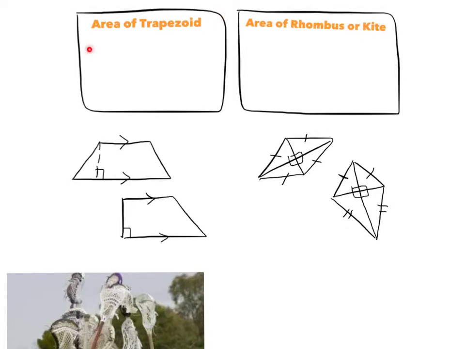I'd like you to start by drawing 2 boxes and titling the area of a trapezoid and the area of a rhombus or kite, and then drawing 2 trapezoids, a rhombus, and a kite below those boxes.